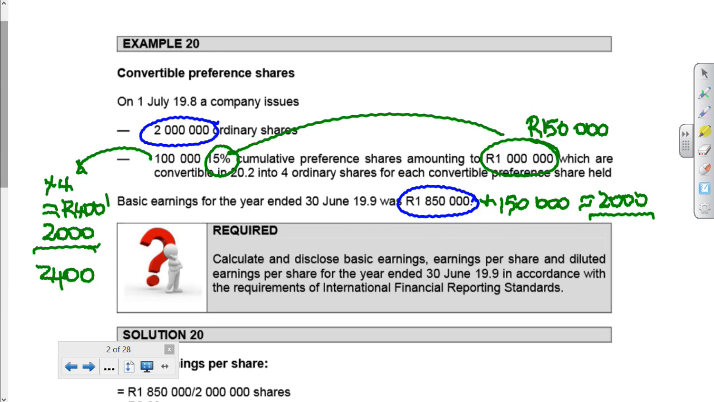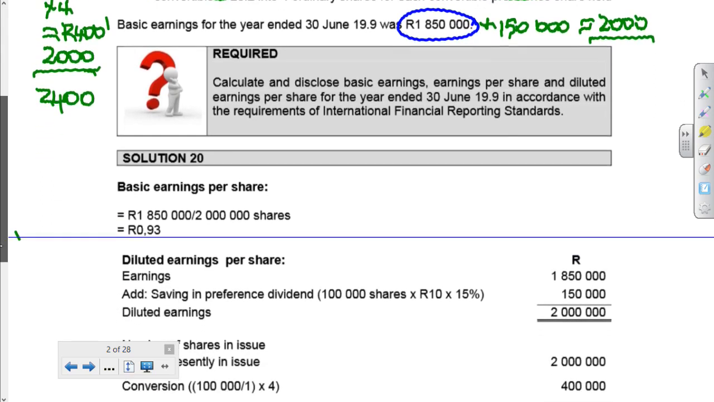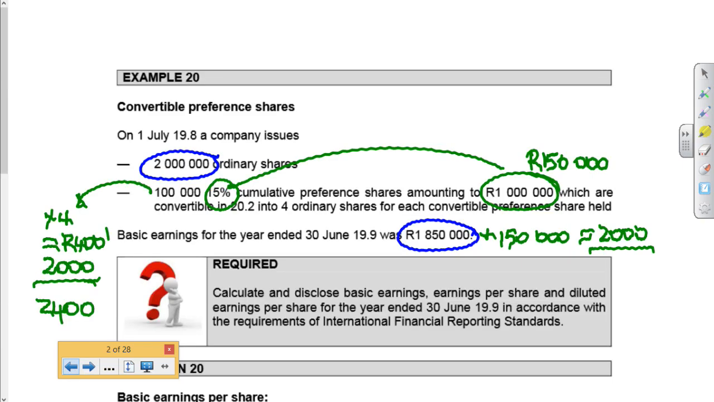So basic earnings per share: 1850 divided by 2 million, 93 cents. Diluted earnings per share: 2 million rand over 2.4 million shares, 83 cents. You can see that there is a dilution, isn't it? If those pref shares had converted, the earnings per share would only be 83 cents. It wouldn't be 93 cents. Yeah. So diluted earnings per share is 83 cents. I don't know why they say they're 84. Let me see if that's the calculation. Yeah. Easy enough. Okay. With debentures, I just want to touch on debentures quickly.